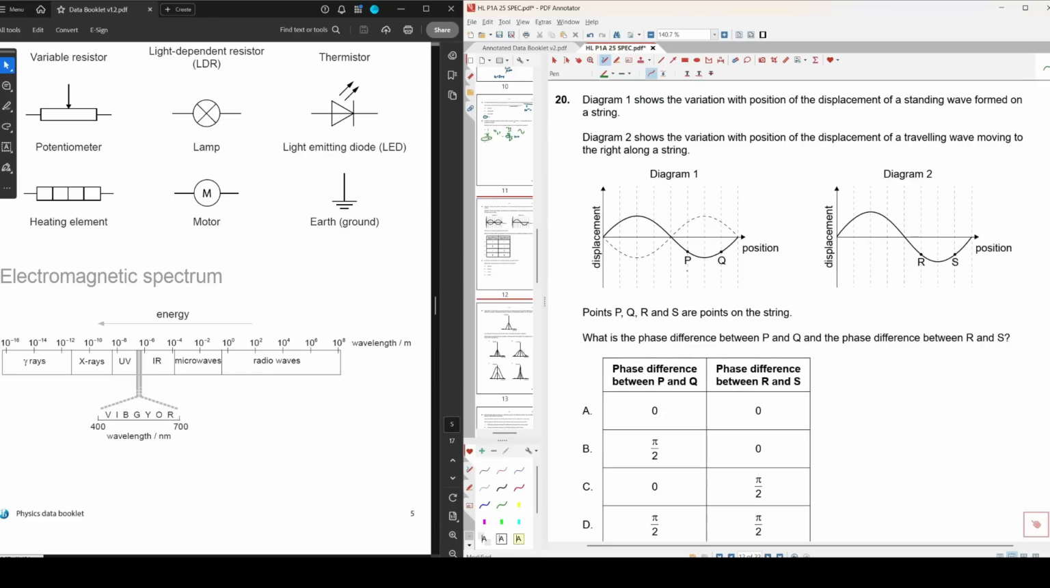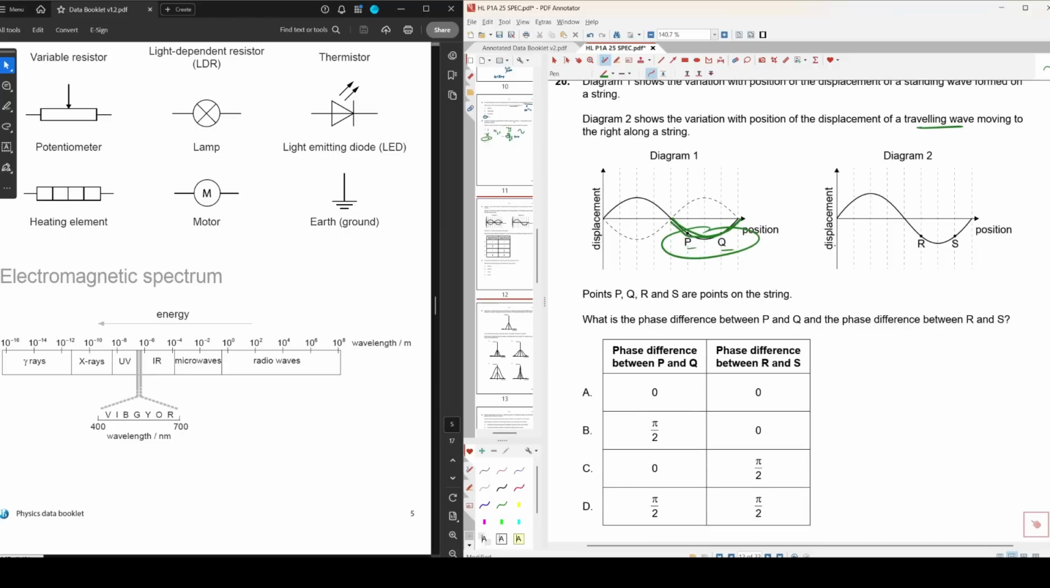Okay, standing waves. Diagram 2 is a traveling wave, not a standing wave. This is going to be the in phase, not in phase thing. These are points on the string. What's the phase difference? You just got to know. For a standing wave, any 2 points in a little loop like this, any 2 points between 2 nodes, are in phase. P and Q are completely in phase. So the phase difference between P and Q is definitely 0.